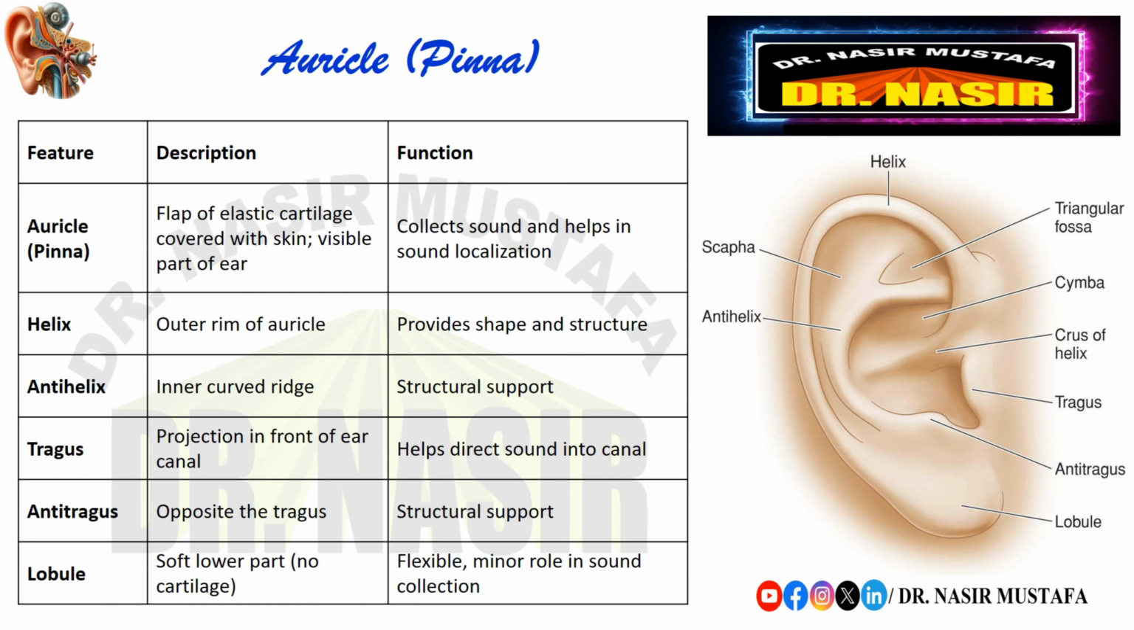The auricle, also known as the pinna, is a flap of elastic cartilage covered with skin. It is the visible part of the ear on the side of the head. The auricle has several anatomical features, including the helix, antihelix, tragus, antitragus, and lobule. The helix forms the outer rim of the ear, while the lobule is a soft lower part that does not contain cartilage. The main function of the auricle is to collect sound waves and help in the localization of sound, meaning it helps us determine the direction from which the sound is coming.